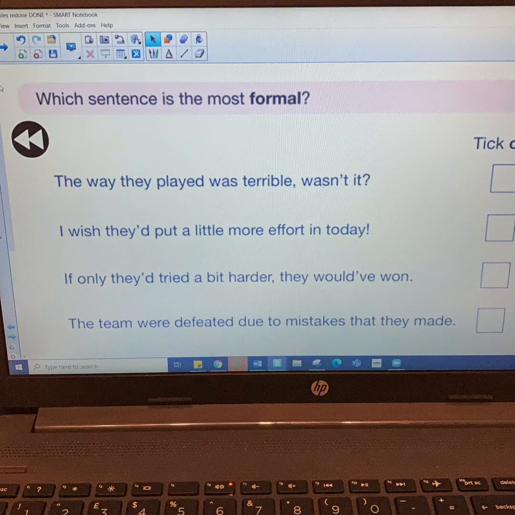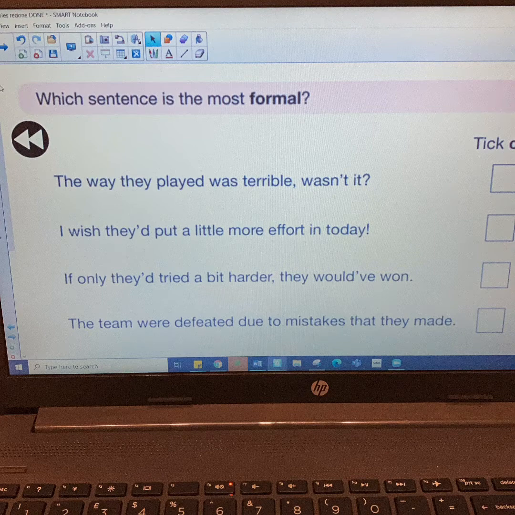Rewind then. This is another practice SATs paper. Pause the video. Which sentence is the most formal? Okay then, so hopefully you looked at the first one and you saw that it had a question tag, like a rhetorical question, which is quite conversational, and you saw it had a contraction, so you knew that was informal. The second one had a contraction and an exclamation mark, so you knew that that was informal. And the next one had a couple of contractions, so that one's informal.